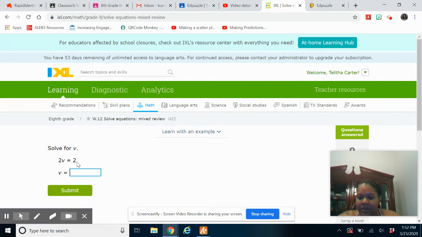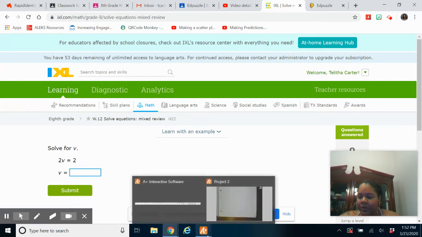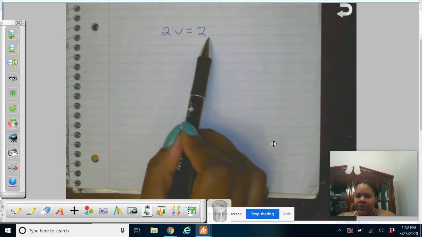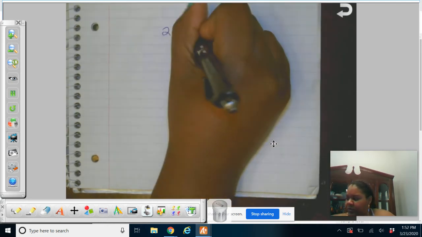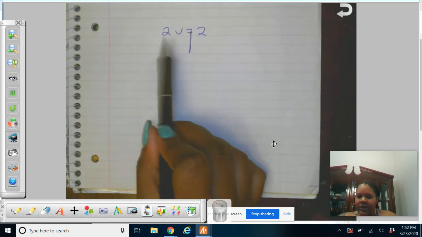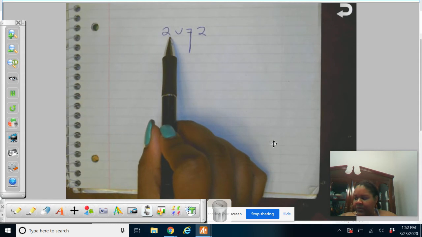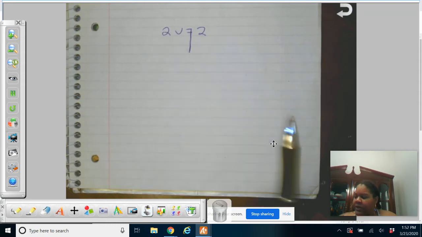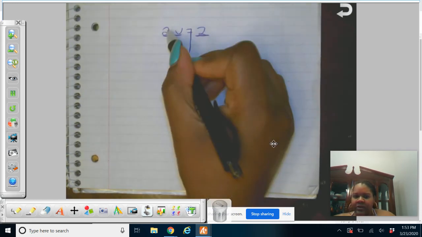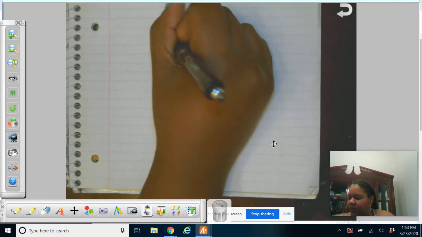All right, so we're going to go ahead and solve this equation right here. It should be the exact same steps, but I just want to show you on paper how you would solve this equation. So I'm going to go here to my dot cam. So there's our equation, 2v equals 2. I'm going to draw my line so I can separate both sides of my equation. So we have 2v. I want to get rid of this 2 next to my v. This is multiplication, so the inverse is division. So I'm going to divide both sides by this constant or this number in front of our variable, which is 2.